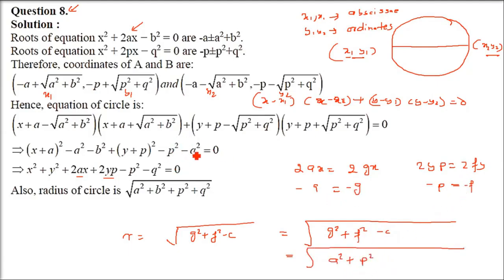What about the c part? If I can write it as minus p square plus q square, it's minus c only. C is minus p square plus q square. So just write it minus of minus, that is plus, it will be p square plus q square. This is the radius. I just skip this because it will take some time. So it is in front of you.